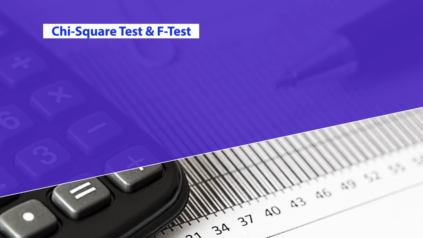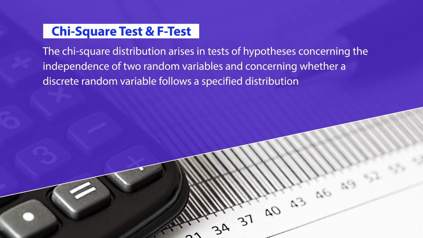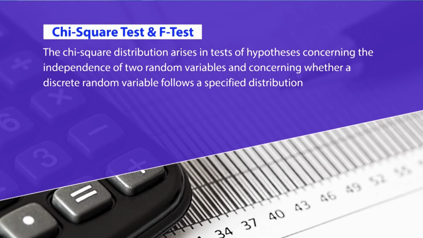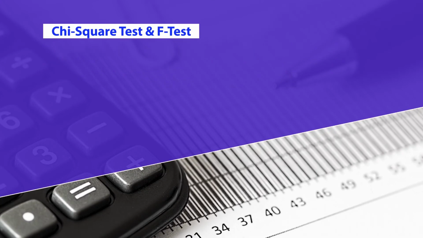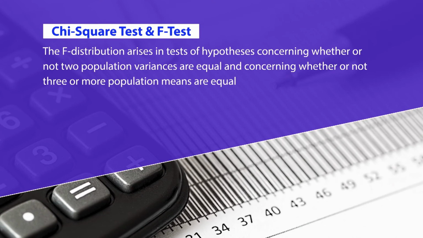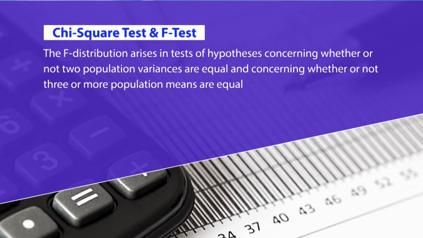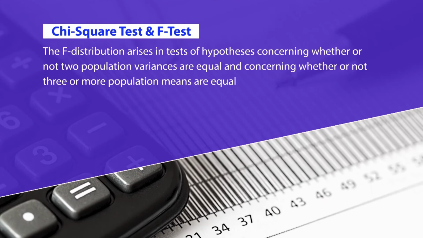So there are certain comparisons to make as far as the chi-square test is concerned. In our preceding sessions, we have talked about various tests, and the chi-square test differs from them. Compared with the F test, the chi-square distribution arises in tests of hypotheses concerning the independence of two random variables and concerning whether a discrete random variable follows a specified distribution. The F distribution arises in tests of hypotheses concerning whether or not two population variances are equal and whether or not three or more population means are equal.